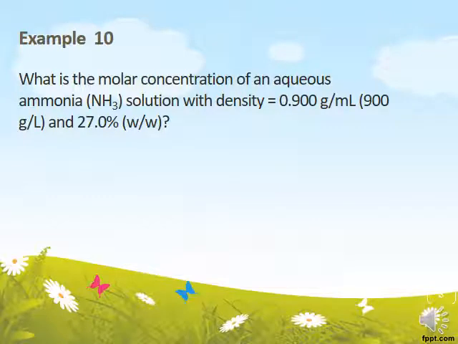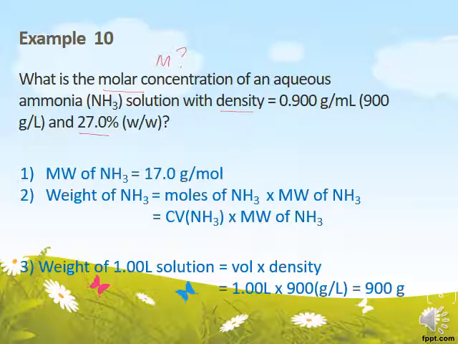Okay, example 10 is the other way around of example 9 just now. If you notice, the question is asking you to find the molar concentration, molarity, given the density and also the weight over weight percent, 27. Similarly, we find the molar mass of ammonia, which is 17 gram per mole, and then step 2 is to find mass of ammonia.